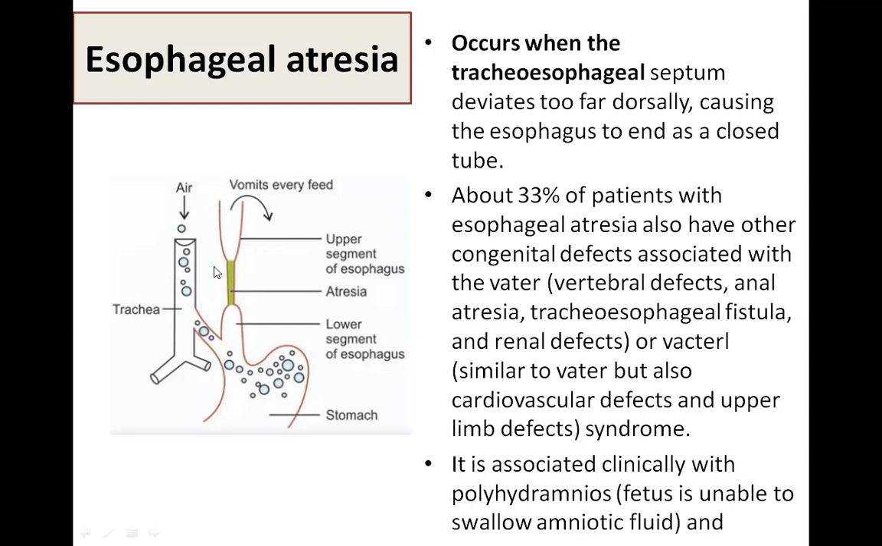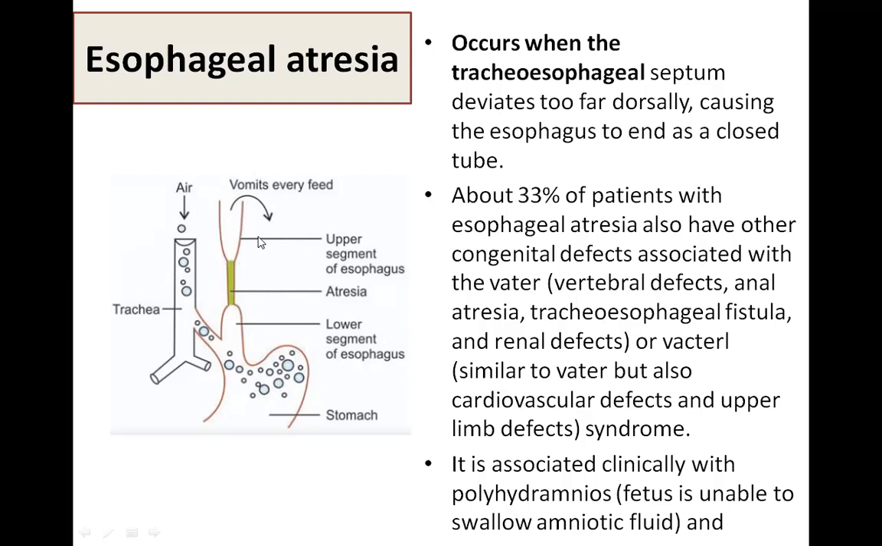So over here you can see the tracheoesophageal septum has deviated dorsally. So it will cause an atresia of the upper part of the esophagus, so that it is not connected with the lower part, and the lower part has the connection with the trachea. So you can see the bubble in the stomach, air beneath the diaphragm in the stomach when you get a radiograph done, and then there is frequent vomiting after every feed. This is the clinical condition associated with esophageal atresia of the upper segment.